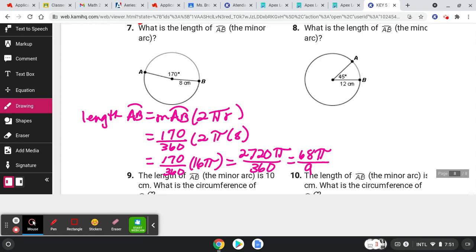And we're getting, so do 68 times pi over 9. We're going to get approximately 23.72 centimeters. So you're going to get the exact answer, 68 pi over 9, and you're going to get me the approximate answer. Okay, pause the video and go try number 8, doing this full thing on your own, and let's see how you do.